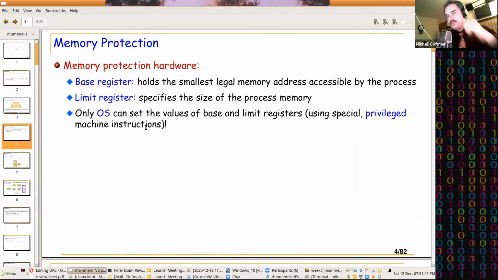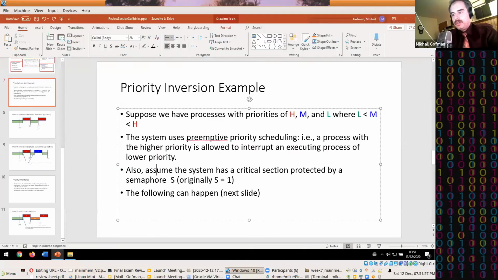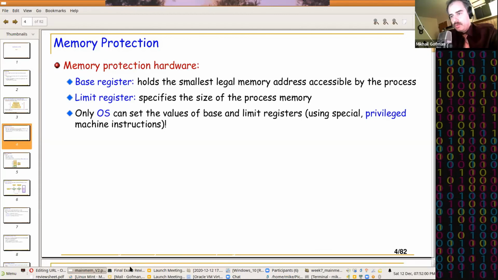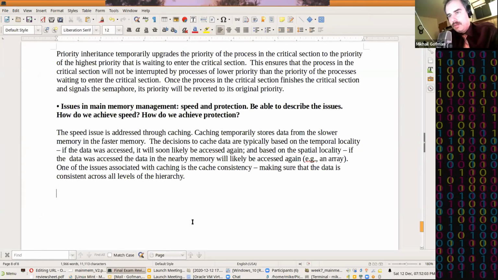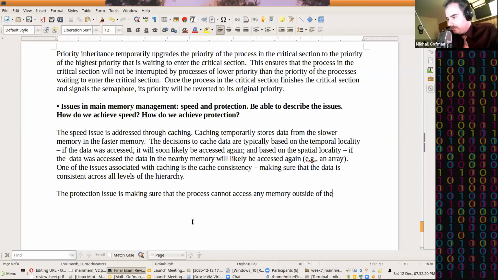Another issue is protection. Okay, so in protection, we need to make sure that a process doesn't access memory that doesn't belong to it. So I'm going to say the protection issue is making sure that the process cannot access any memory outside of the memory that it is authorized to access.